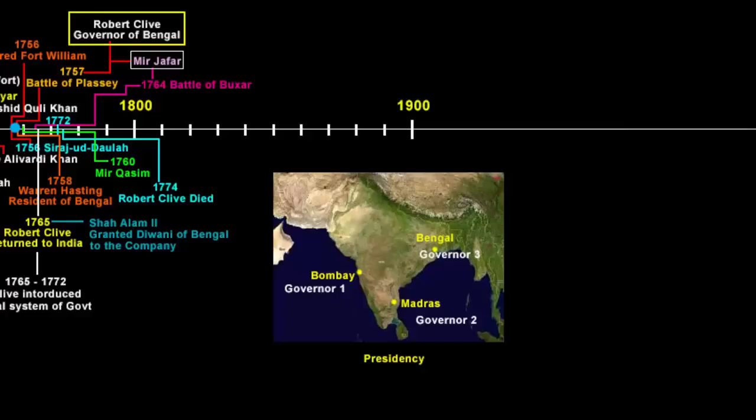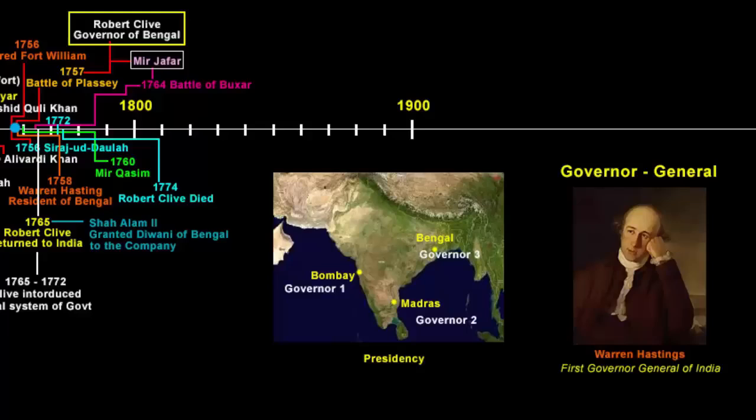The supreme head of the administration was the Governor General, meaning all these governors would report to the Governor General. And Warren Hastings was the first Governor General of India. He was appointed as the Governor General in 1772. And not to forget, Warren Hastings is the same guy who was once the prisoner of Siraj-ud-Dowlah when he captured Fort William at Calcutta in 1756.